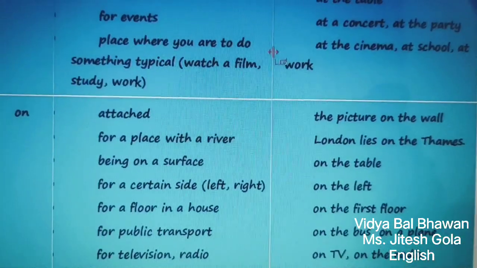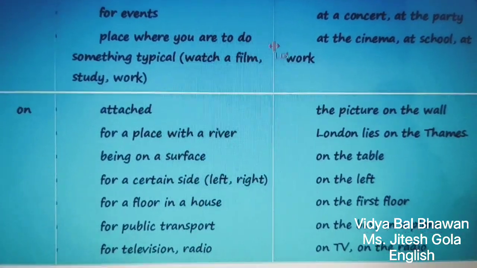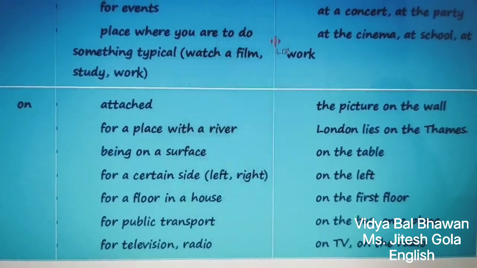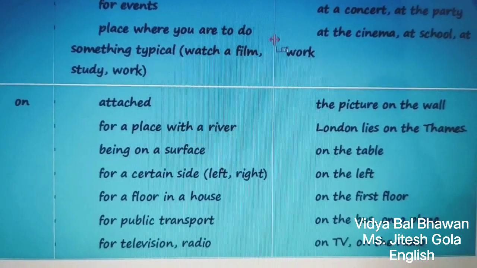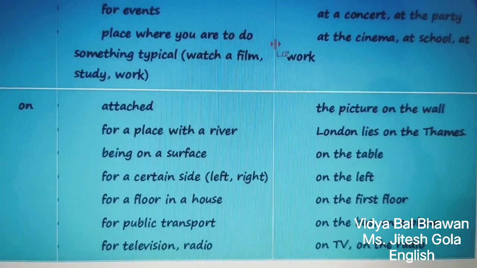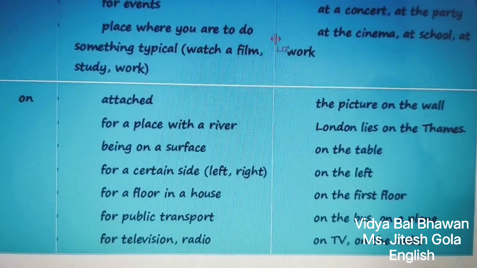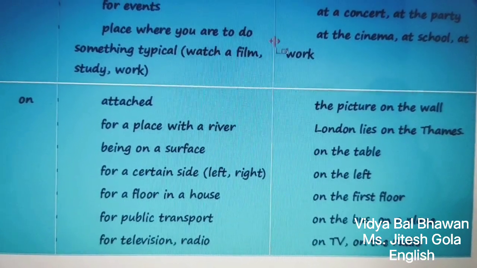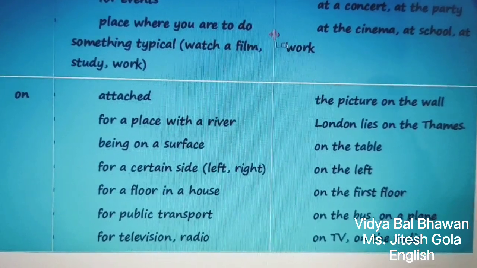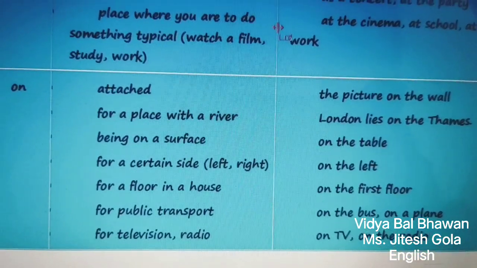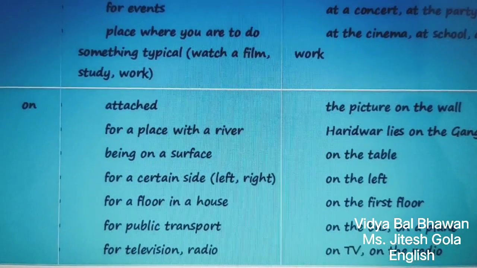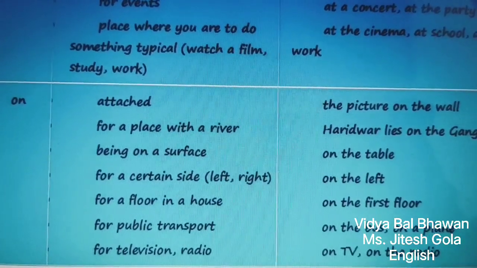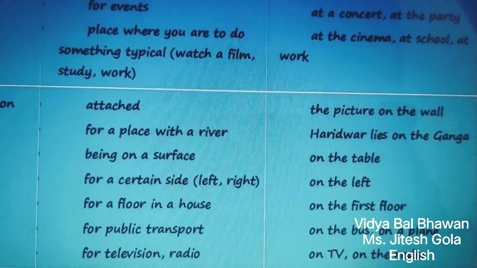Next you can see use of on. So usage will talk about first attached, when you are showing something attached. So the picture is on the wall, or painting is on the wall. Secondly, you can use on for a place with a river. For example, Haridwar lies on the Ganga.